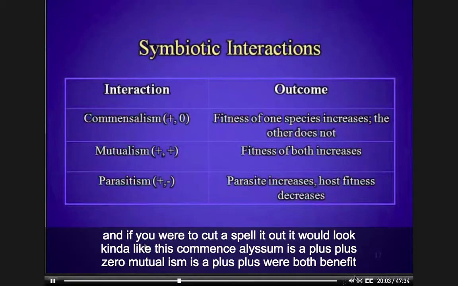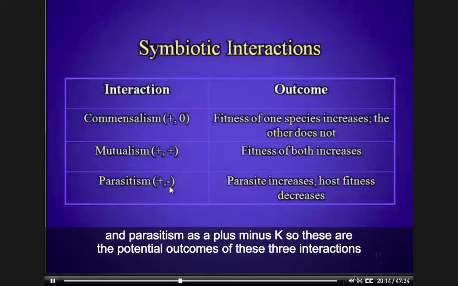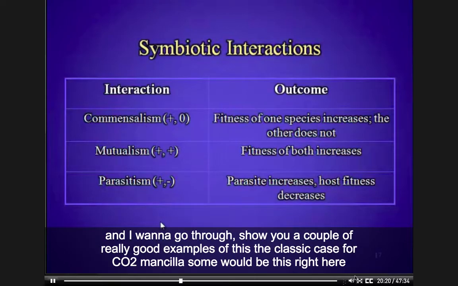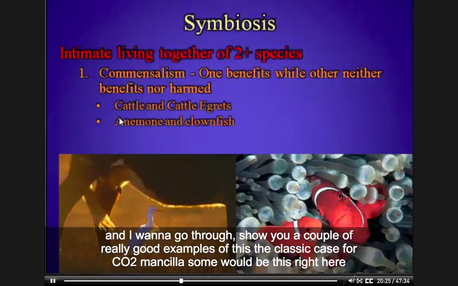So these are the three different variants of symbiosis. And if you were to spell it out, it would look kind of like this. Commensalism is a plus zero. Mutualism is a plus plus, where both benefit. And parasitism is a plus minus. Okay, so these are the potential outcomes of these three interactions. And I want to go through and show you a couple of really good examples of this. The classic case for commensalism would be this right here.